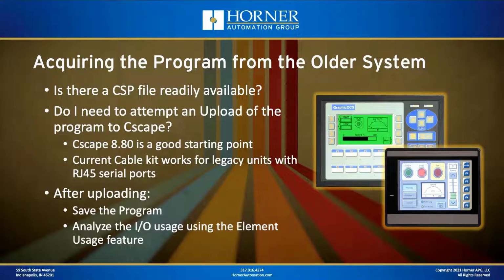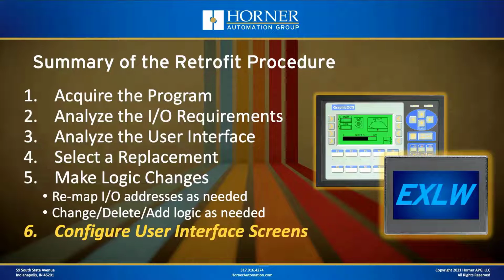And there's another important point we made last week, I'll make it again today, and that is you don't need to replace all the I/O on the previous system. You only need to replace the I/O that's actually being used. So there's a feature in Cscape called element usage, which will tell you for the I's, Q's, AI's, and AQ's that effectively is the real world I/O for the system. It'll tell you what's actually being used, because that's an important point. So for more details on that, again, check out last week's session. So again, acquiring the program is subtly different in terms of the version of Cscape that we recommend that you start with, for instance.